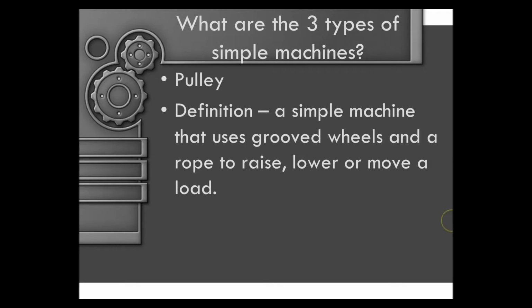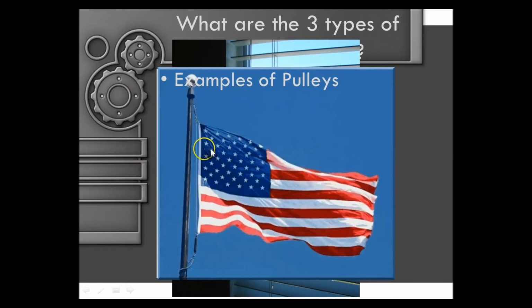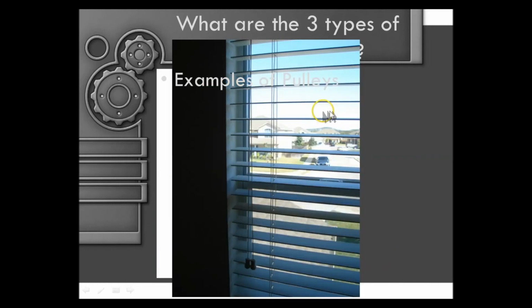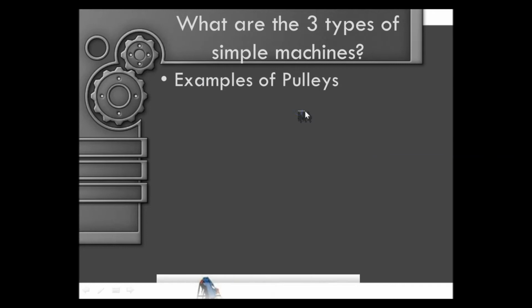A pulley is the next type that we're going to talk about, and the definition of a pulley is a simple machine that uses wheels and a rope. It's going to raise and lower stuff. So some examples of pulleys are a bicycle wheel, a flagpole, mini blinds in your house, or a crane.